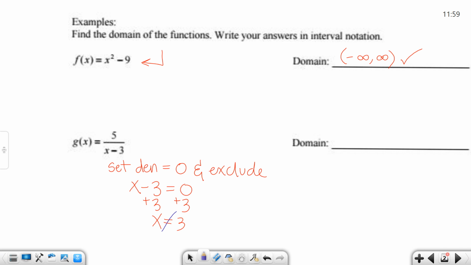Well, this time when we exclude 3, we have to write it in interval notation. So here's our number line. And here's the number 3. Now 3's bad. So what that means is that all of these numbers work, and all of these numbers work, but 3 does not. So we'll get as close as we can to 3, but not include it, and we'll start back at this side and work from there. So this answer would be from negative infinity to 3 with parentheses, and then we would pick back up on this side and go from 3 to infinity.